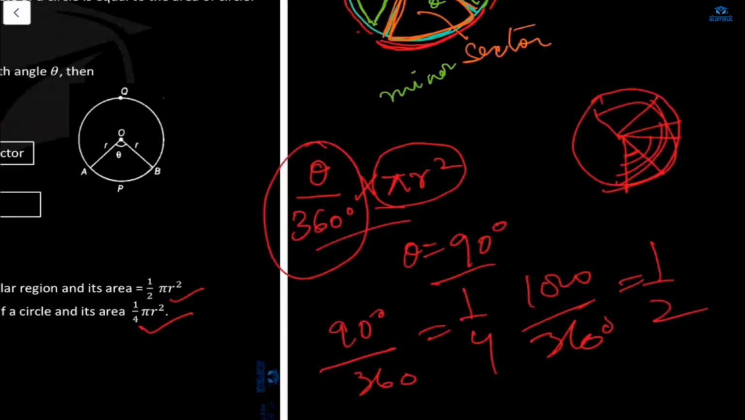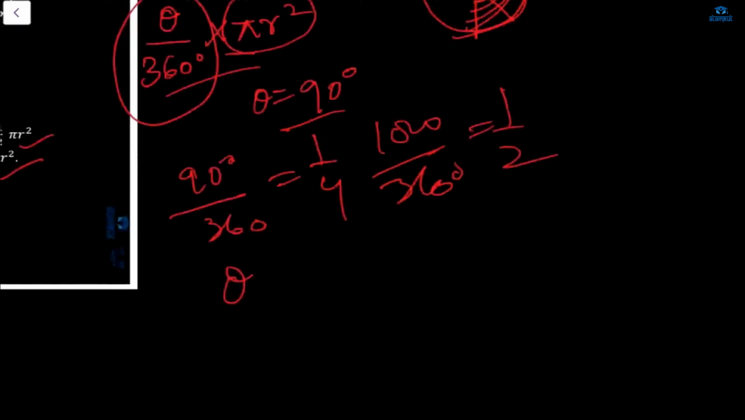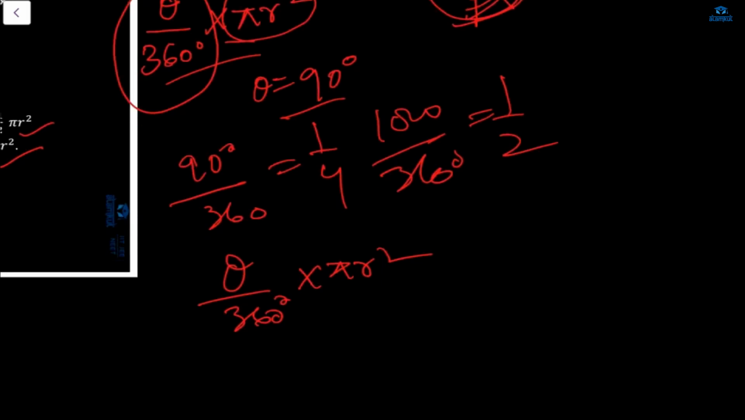In fact, if you remember this main formula, theta upon 360 degree into pi r square for the area, that will help you more. Why? Because whatever your degree is, if you are finding the area of the complete circle, 360 upon 360 gives you 1, that is only pi r square. If you are finding the area of a semicircle, it will be 180 upon 360, 1/2 into pi r square. If you are finding a quadrant, 90 upon 360 gives you 1/4 into pi r square. And for any other angle also it will work.